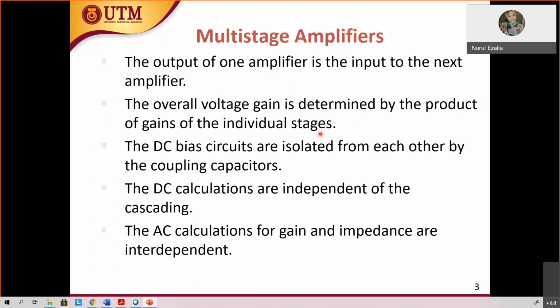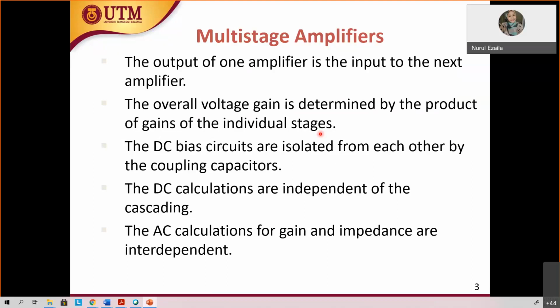In a multi-stage amplifier, the output of one amplifier is the input of the next amplifier, and the overall voltage gain is determined by the product of the gains of the individual stages. For example, in BJT or MOSFET you find the voltage gain, the AV, for the single stage, and then you find the AV for another stage. So what will be the overall total voltage gain? You multiply the first stage voltage gain with the second stage voltage gain.